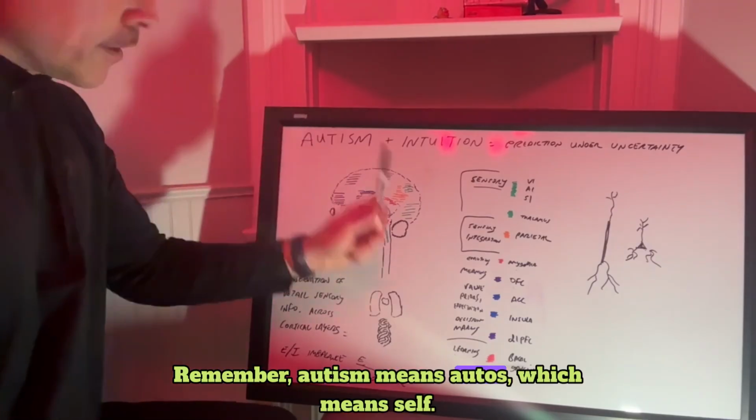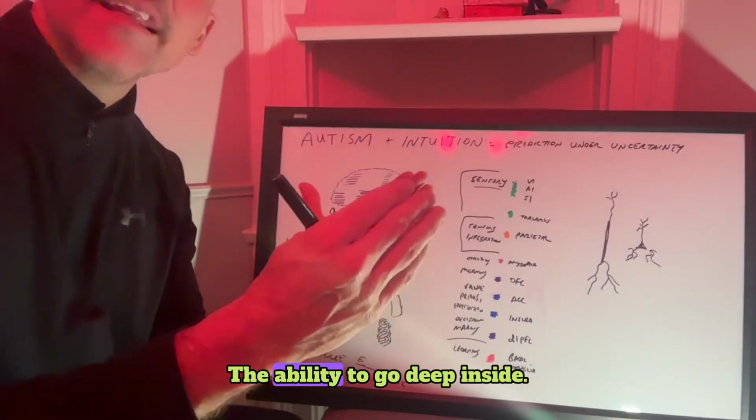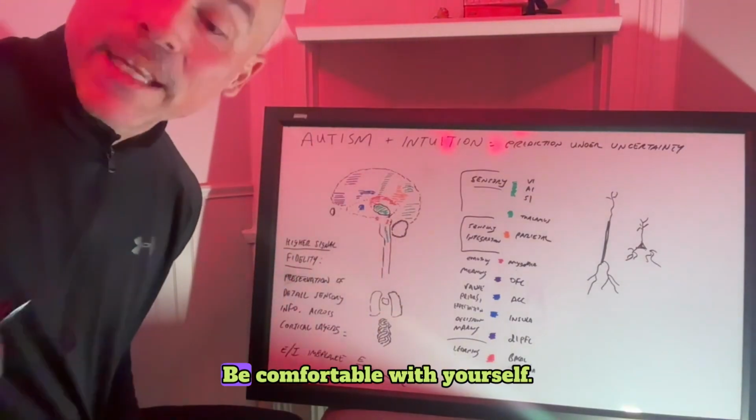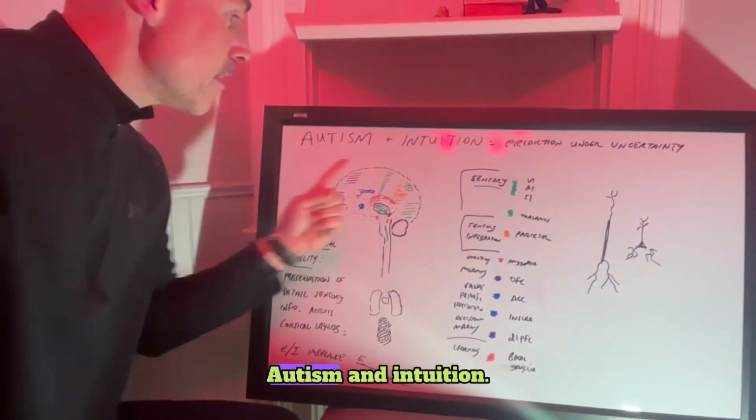Remember, autism means autos, which means self. The ability to go inward. The ability to go deep inside. Be comfortable with yourself. Autism and intuition.